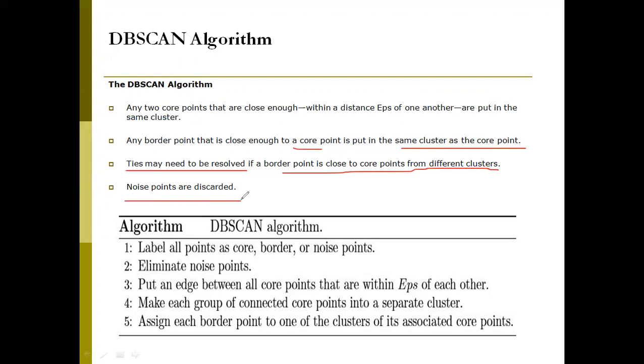Okay. And finally, identified noise points are discarded. What do we have to do? Identified noise points are removed or discarded. Coming to the algorithm, this algorithm has only 5 steps.